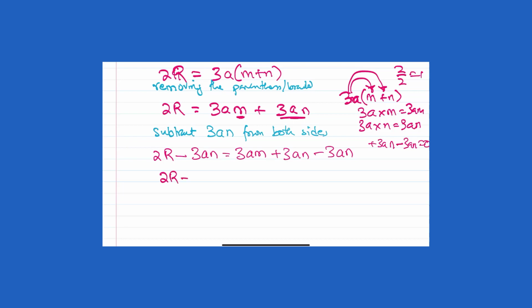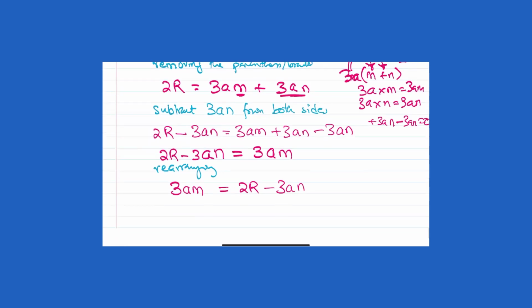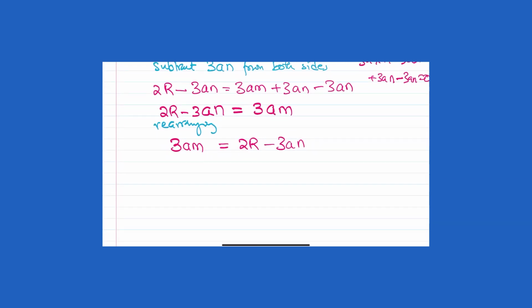So now that we established that, we can move forward. So we have 2r − 3an = 3am. So we can rearrange to put sanity in our work. Rearranging, this will become 3am = 2r − 3an. And when we have that, we're going to divide both sides by 3a.